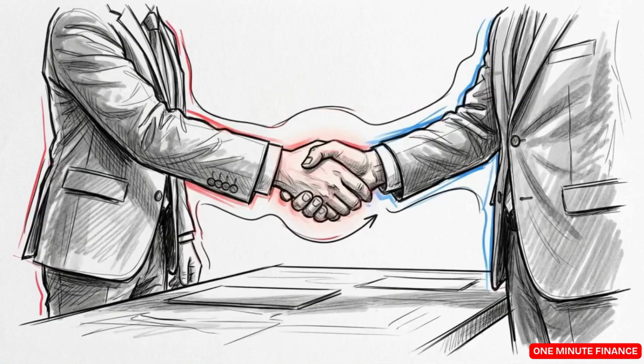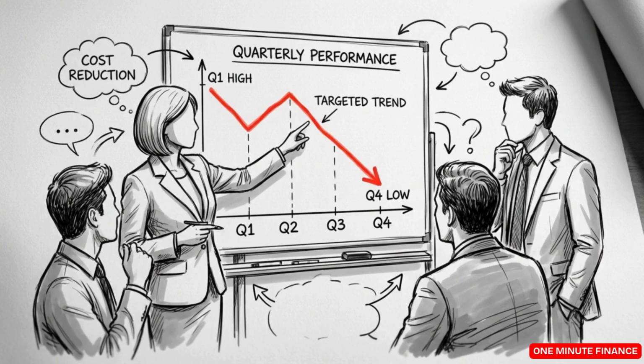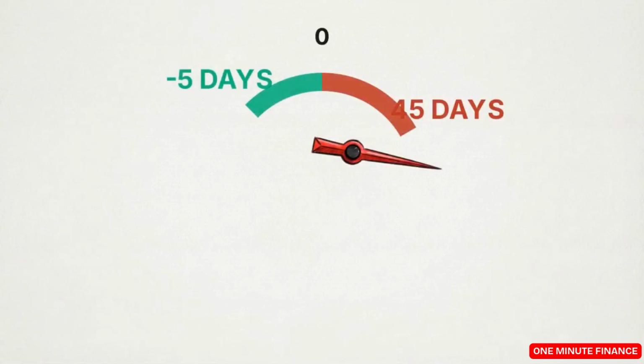And finally, you can strategically increase your DPO. Longer vendor payment terms keep cash in your accounts, providing a natural buffer against your late-paying customers. When you systematically address these 3 areas, you stop reacting to billing cycles and begin dictating the terms of your own working capital.